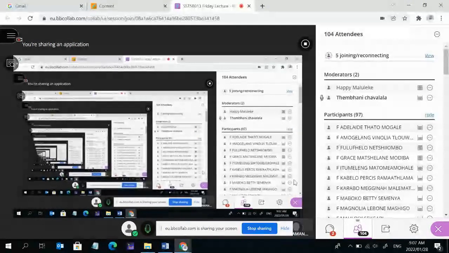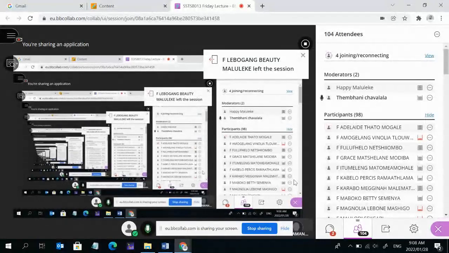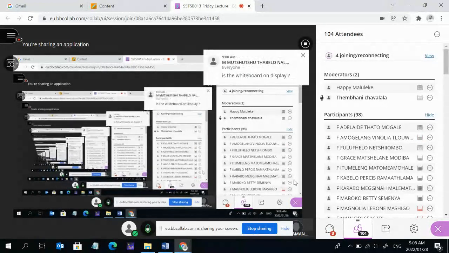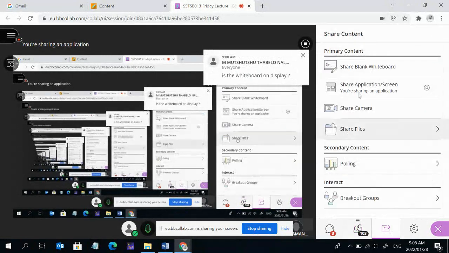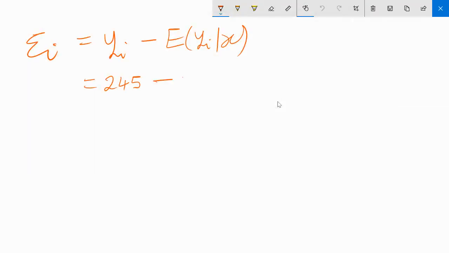What I want to know, sir, is are we estimating the expected prediction function at a particular value? We are not yet estimating the function. We are calculating the mean. We are still under assumptions. So we are not yet estimating the function. Can you see the whiteboard?